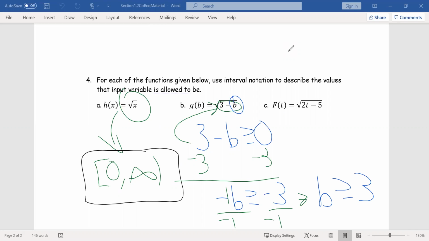And then just as before, I'm not going to do it right now, but we'd have to write that in interval notation. And sorry, I made a mistake there. That should not be greater than or equal to. That should be less than or equal to, because we have to switch there. So it should be b is less than or equal to 3.